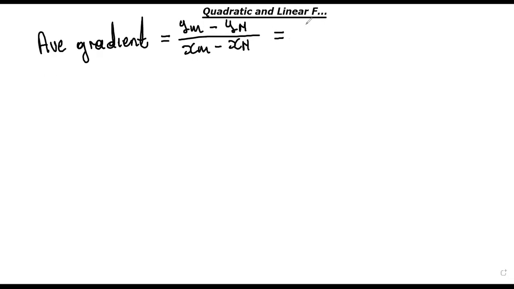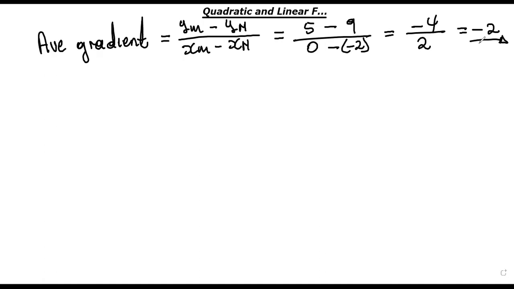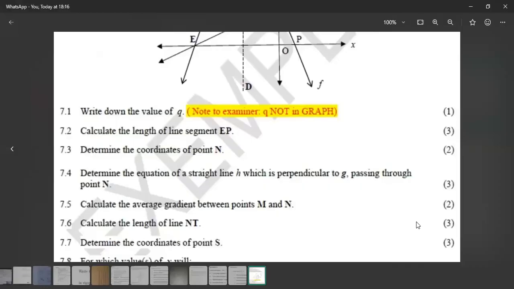Now, the y value at M is 5. The y value at N is 9. X value at M is 0. X value at N is -2. So 5 minus 9 is -4. 0 plus 2, it's 2. And then -4 divided by 2 will just give you a nice -2. So that's just your average gradient. There was nothing special about it. Now the next question, 7.6, it says, calculate the length of line NT.